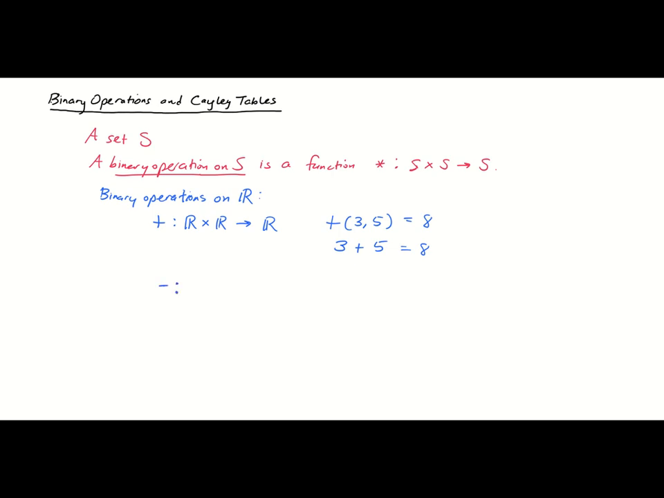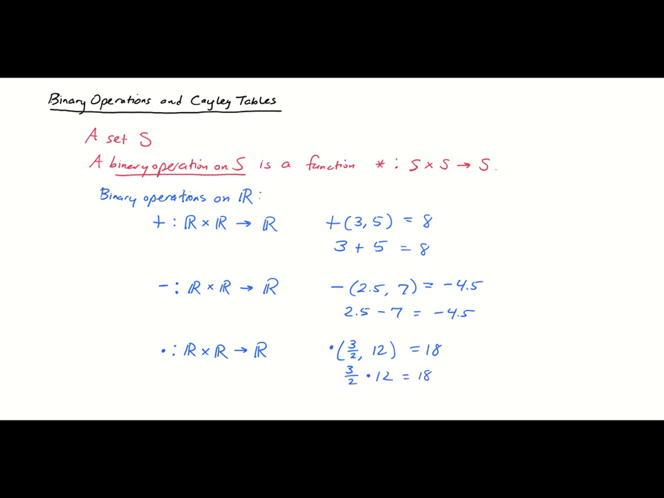Here's another binary operation. It's called subtraction. Again, the input is any ordered pair of real numbers. So I could subtract, for example, 2.5 and 7. And what would I get? 2.5 minus 7 is negative 4.5. There's also multiplication, which I'll just represent by dot, from ordered pairs of real numbers to real numbers. The result of multiplying 3 halves and 12 would be 18, though usually we would simply write that 3 halves times 12 equals 18.